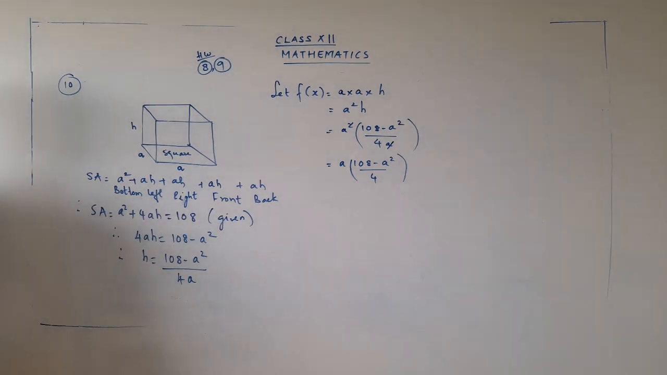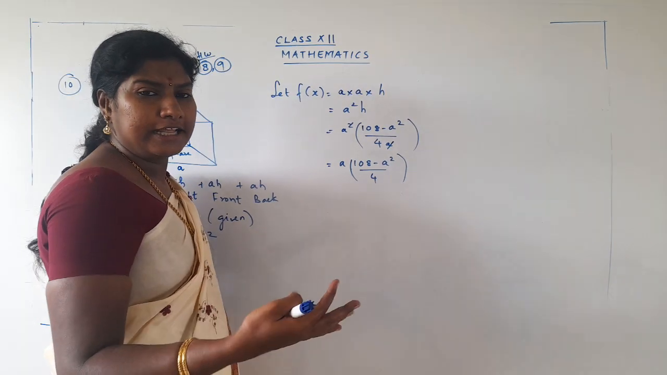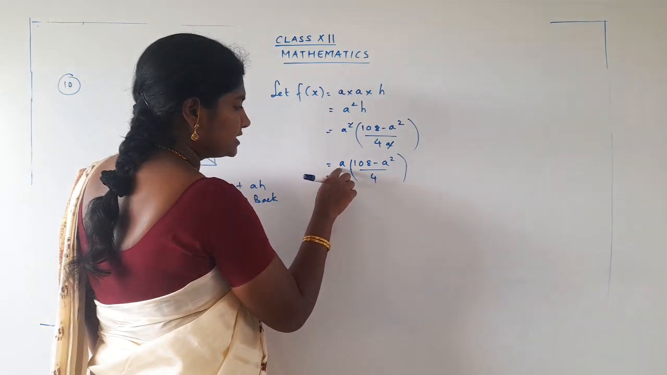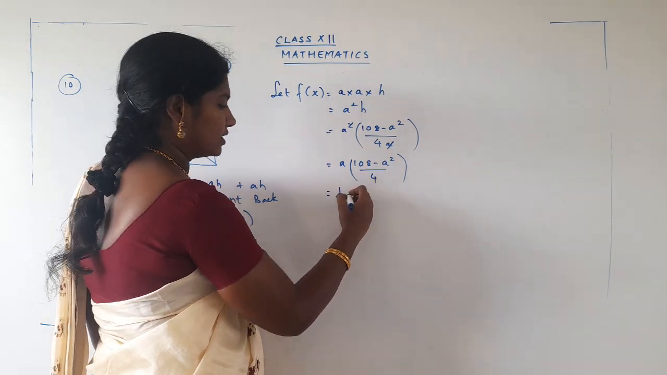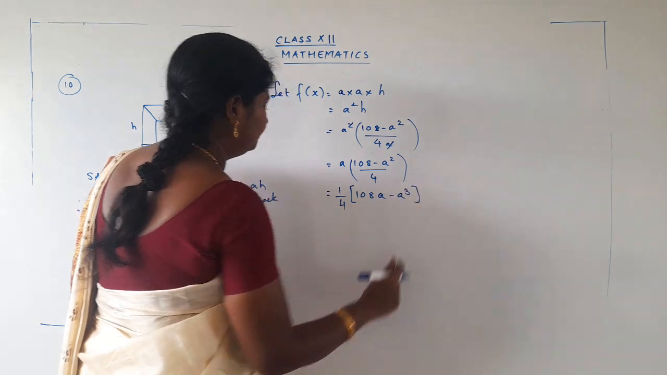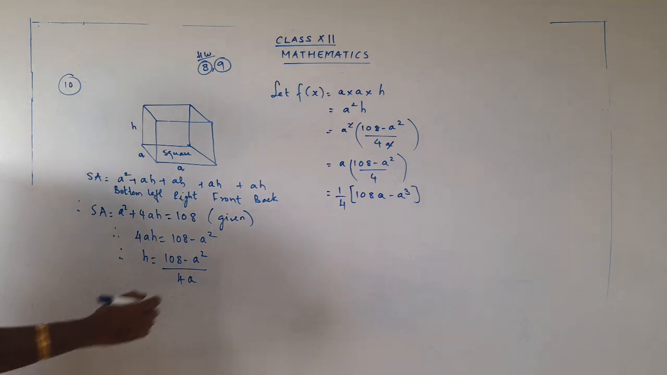So this is equal to a into 108 minus a square upon 4. Just understand? So I can write this properly as, I take 1 upon 4 as a constant, because when we take the derivative we don't go for the constant. So take 1 upon 4 constant and multiply with a into the bracket. So I get this as 108a minus a cube. So I have found the value for f of x properly.